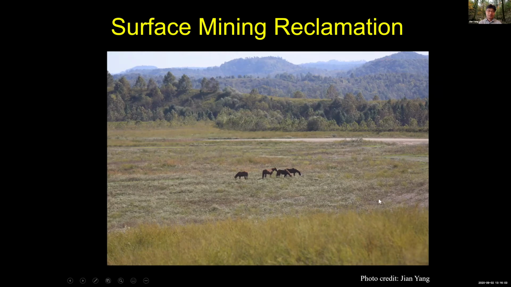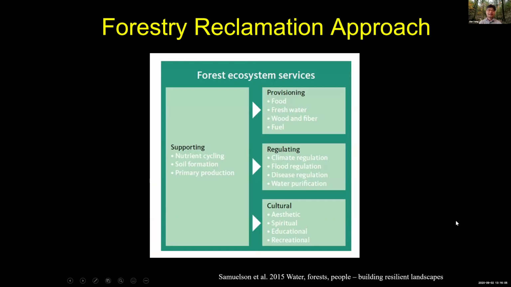And in the past decades or so, many scientists and stakeholders have advocated for the forestry reclamation approach. In this case, they would advocate reclaiming the mining site back to forest, because forest can support a lot of ecosystem services, including supporting nutrient cycling, soil formation, providing food and fresh water, regulating the climate, regulating floods, etc.